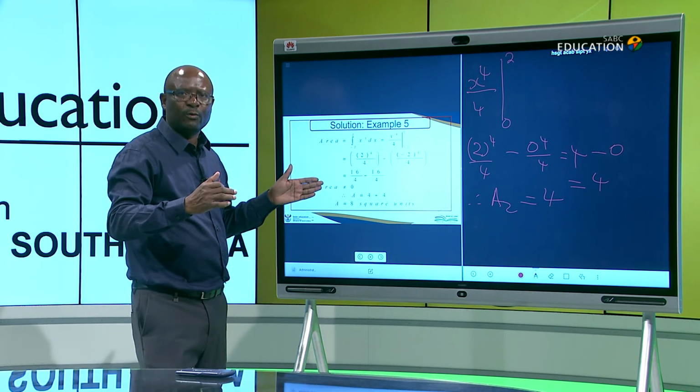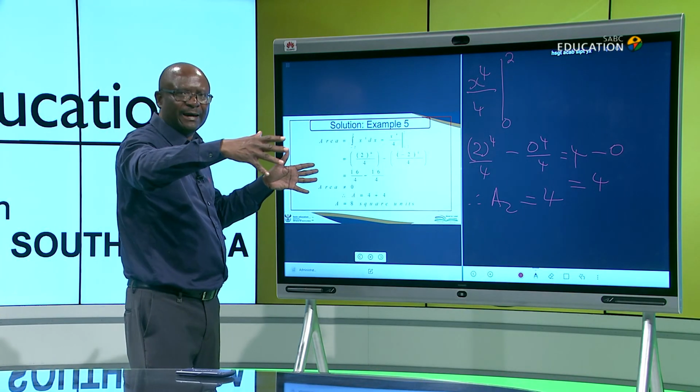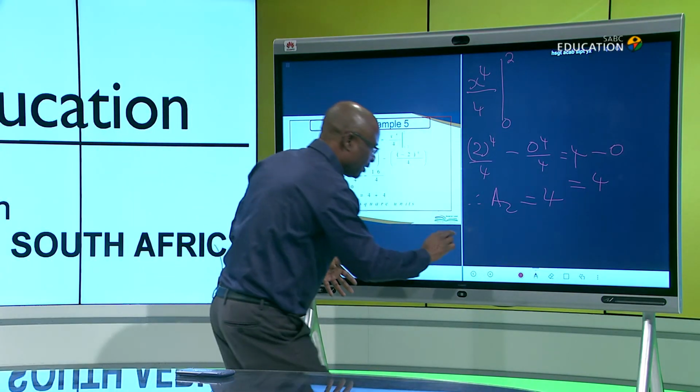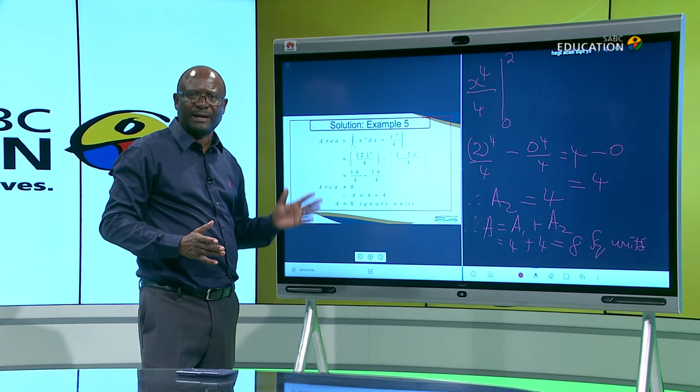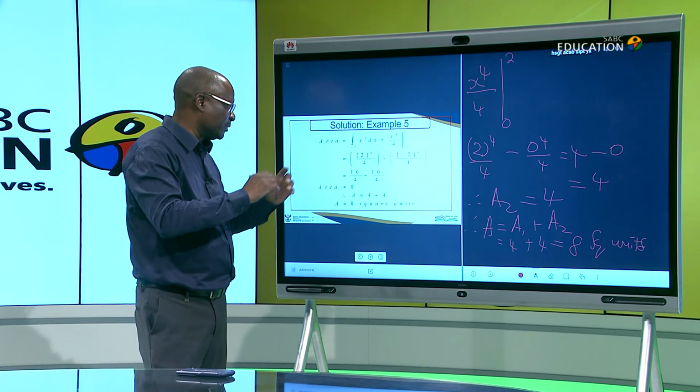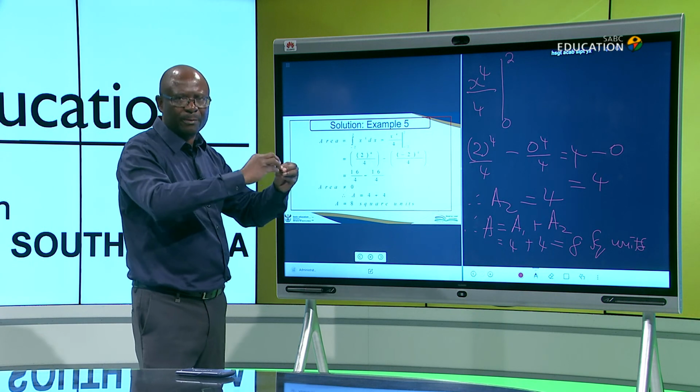But now here we need the area of the entire function. Then our conclusion will be that the area is equal to area 1 plus area 2, which will give us 4 plus 4, which is equal to 8 square units. That is very, very critical in the situation where, when you determine the area, it gives you 0, which is impossible. The area cannot be 0 or between the two. It means there is something wrong. Then now you must split the two.